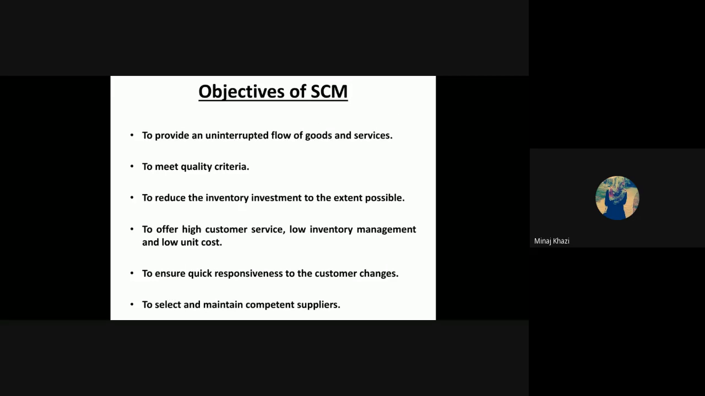So we have certain objectives of SCM here. Supply chain, what is the reason behind that, why any retailer or manufacturer will take it as a very serious part of making products reach customers with their demand. Here we have certain objectives: to provide an uninterrupted flow of goods and services, because as I told you, this supply chain can help any retailer reduce the overhead cost of a business.